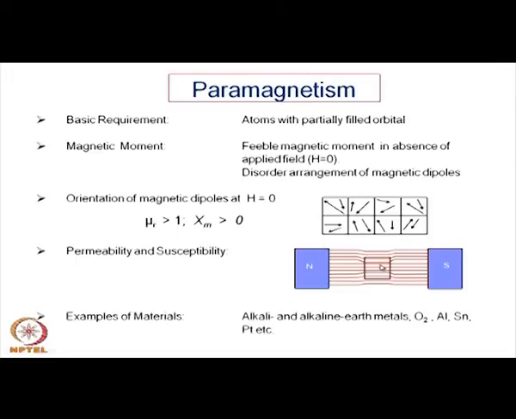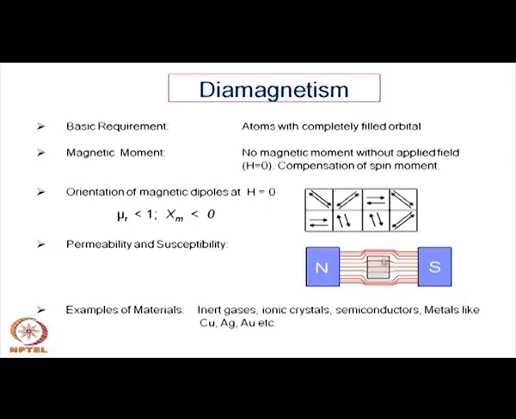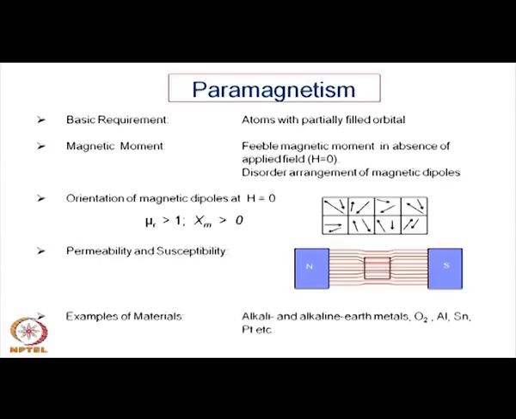Compared to the diamagnetic material, where the magnetic lines of force were repelled, here they are attracted. So, there is a little bit of concentration around or within the paramagnetic material. Examples of such materials are alkaline earth metals, oxygen, aluminum, tin and platinum, etc. These are paramagnetic materials, which are very weak magnetic materials.